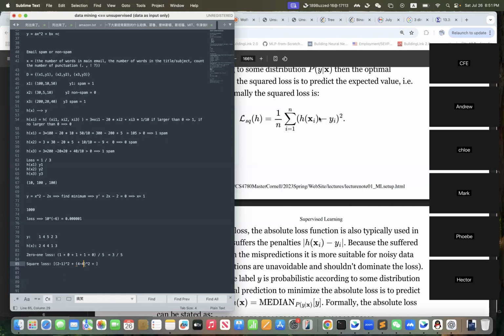Because loss means penalize, right? It means you lose. If you make a correct prediction, we should not penalize you. So it will always be 0 on the term where you make a correct prediction. Yeah, so that is one thing.